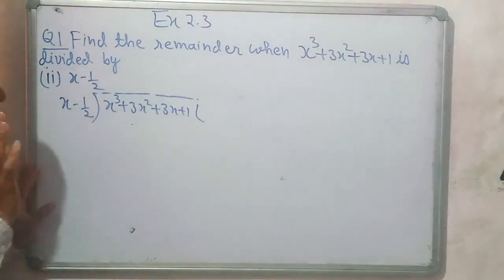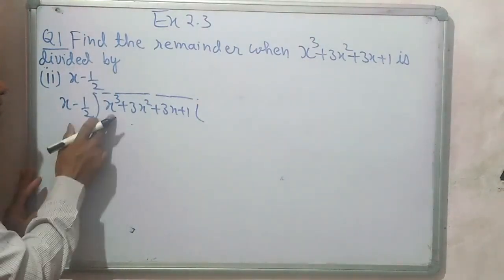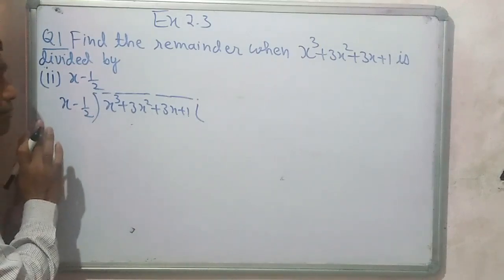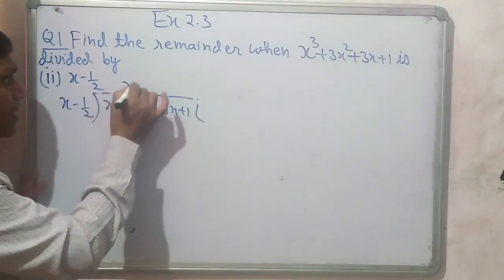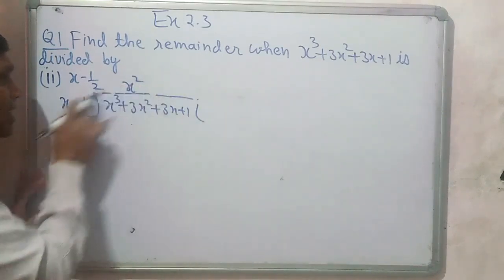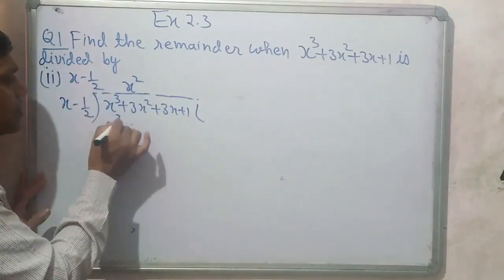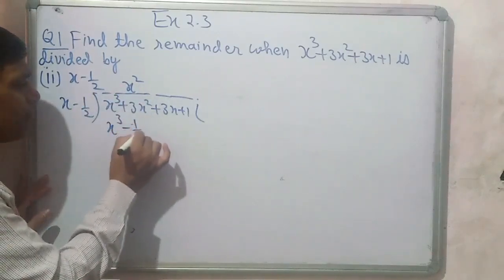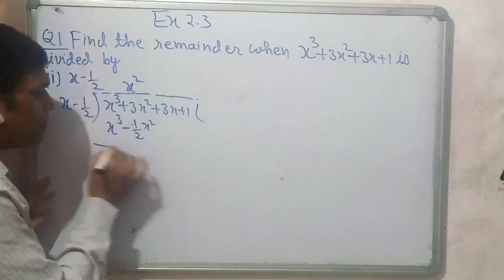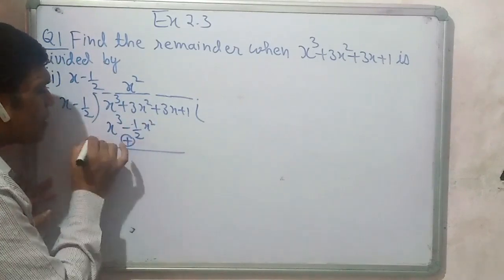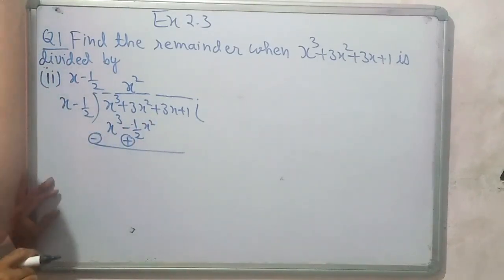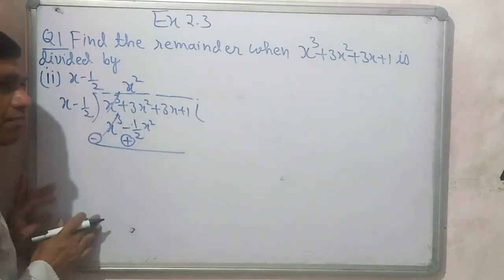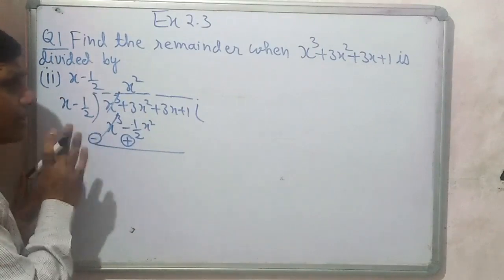What our standard procedure is? Largest degree term upon largest degree term. x cube upon x, x square. So with x square we are multiplying x cube, minus half into x square, minus half x square. No problem. We know how to add or subtract fractions. What we have is x cube is cancelled. Now here you may feel a little difficulty.